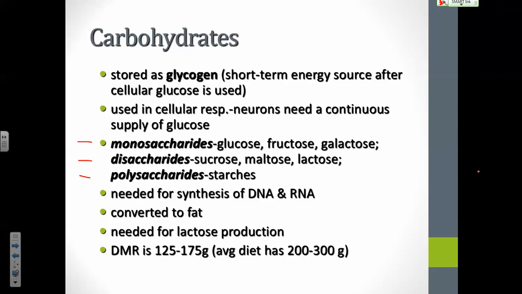The disaccharides in our foods are sucrose, like table sugar, cane sugar is sucrose. Maltose is made up of two glucose units, and it's found in malts and grains. Lactose is a glucose and a galactose, and it's the sugar found in dairy products. And then the food polysaccharides are mostly starches, the plant starches.